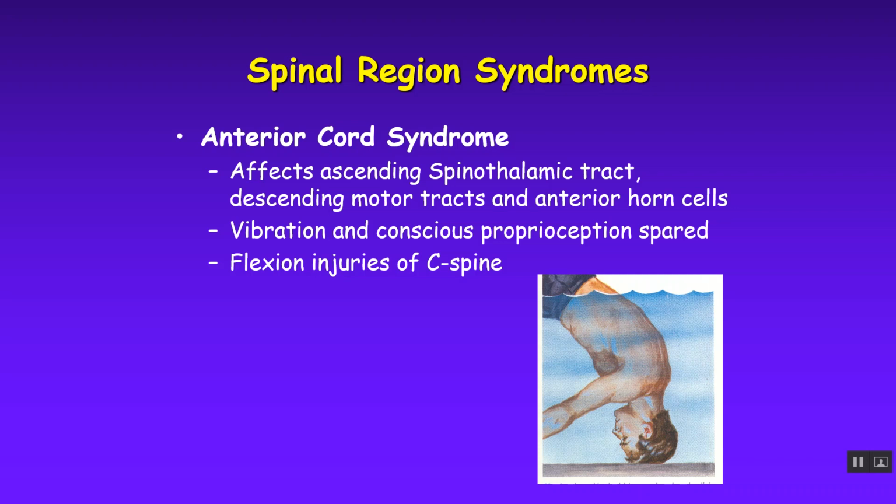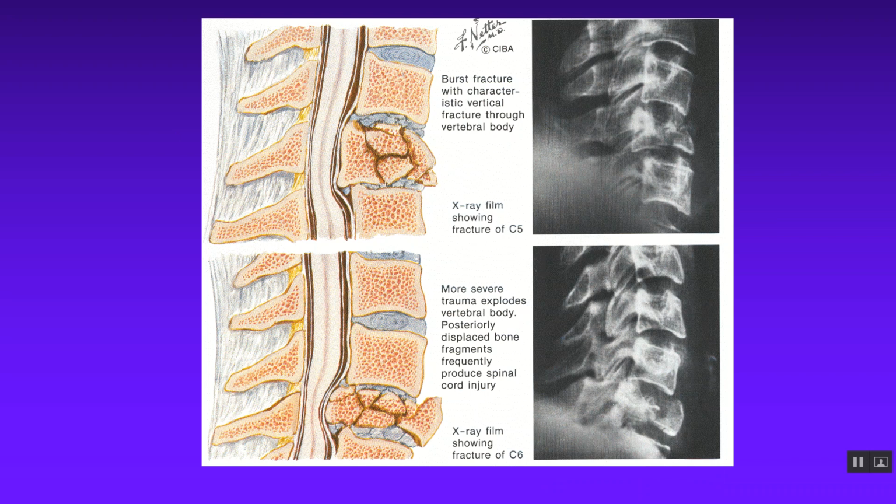This is most common with a hyperflexion injury of the C-spine. So this would be like a diving incident where the person's spine is getting hyperflexed, okay? Or somebody in a car accident and their head goes forward really strongly, or a tackling incident or something like that where their head is hyperflexed will tend to cause these central cord lesions.